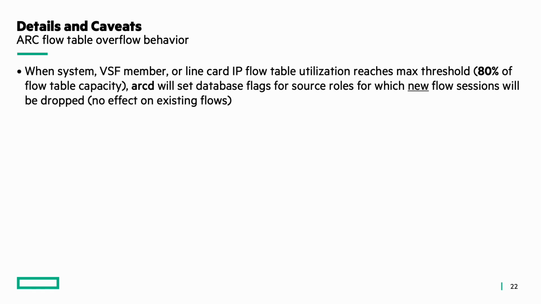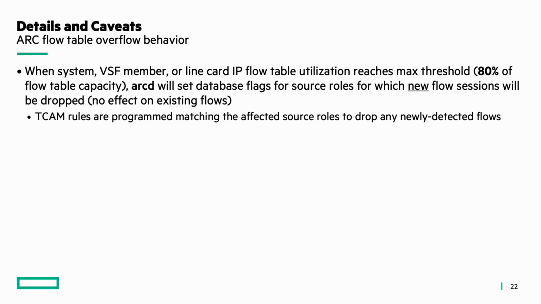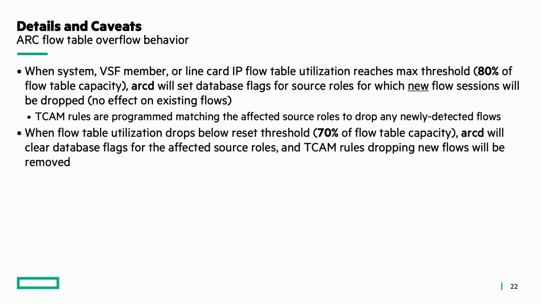When app recognition flow table utilization on a system, VSF member, or line card exceeds 80% of the flow table capacity, the app recognition daemon will set database flags for any source roles on that affected device. Once those flags are set, new TCAM rules are programmed for those source roles to drop all new app flows. When flow table utilization on that device drops below a reset threshold of 70% of table capacity, the app recognition daemon will clear those database flags for source roles on the device, which will trigger another TCAM rule update to remove the rules that were programmed earlier, which then restores normal app-based policy functionality.